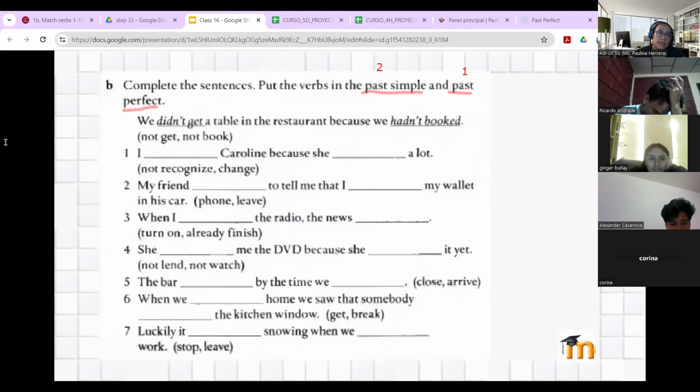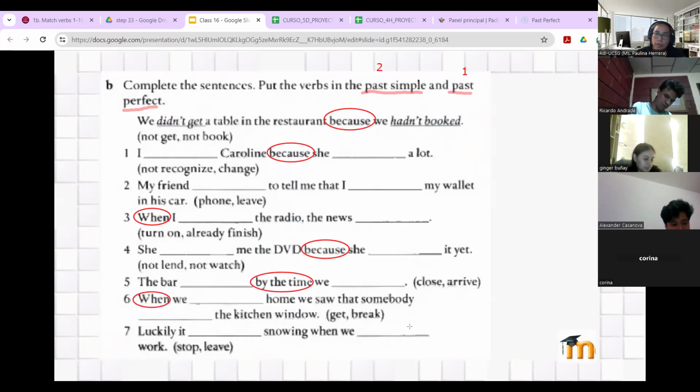Now, as Alexander asked before, how do we know? We know because of the connectors. Here we have connectors. Because, we have another because here. Here we don't have it, but we're going to be able to recognize when it's a connector. We have by the time. We have when. And we have another when. Okay? Here we have some connectors. We have to pay attention to this so we can know what happened first, what happened next.